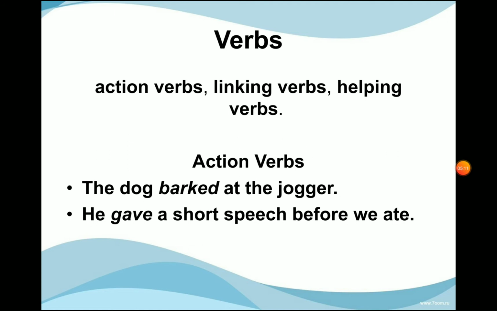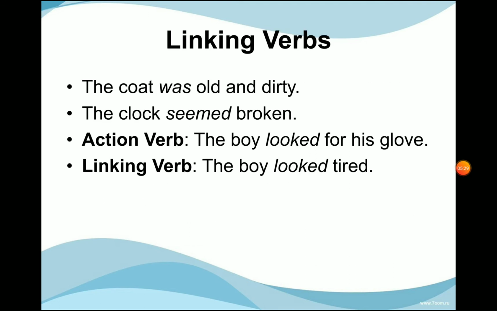A verb that connects the subject to an action is called an action verb. An action verb answers the question, what is the subject doing? In the following sentences, the action verbs are in italics. A verb can often connect the subject of the sentence to a describing word. This type of verb is called a linking verb because it links the subject to a describing word. In the following sentences, the linking verbs are in italics.